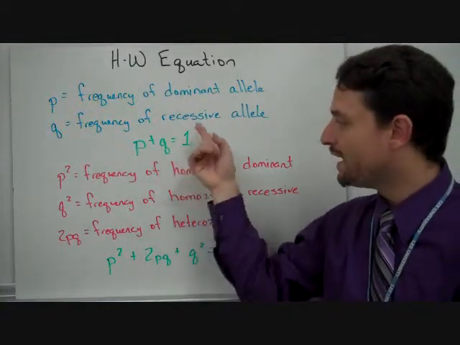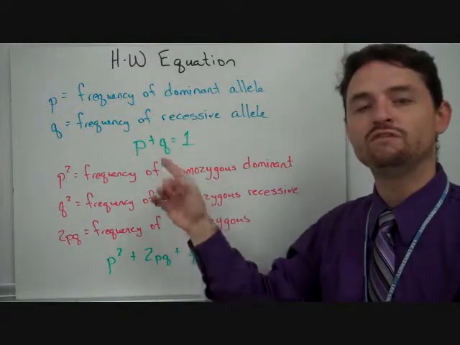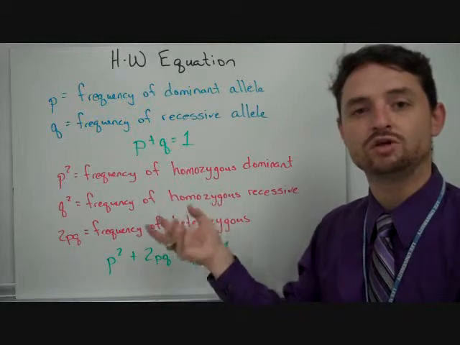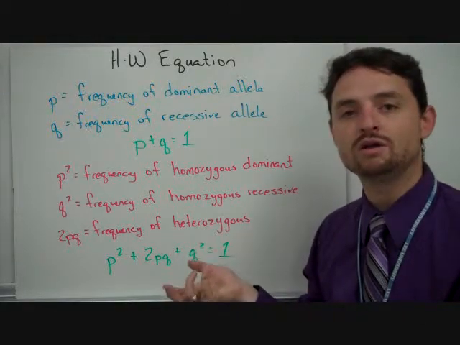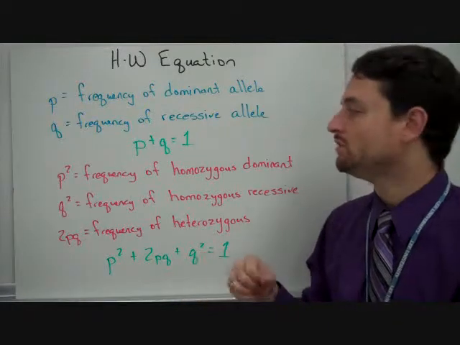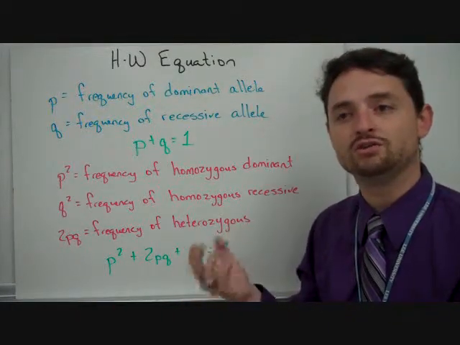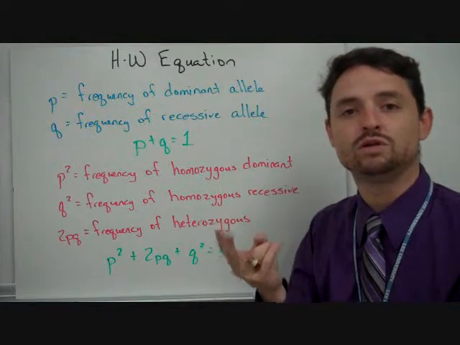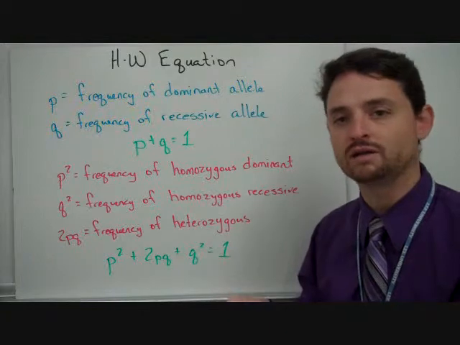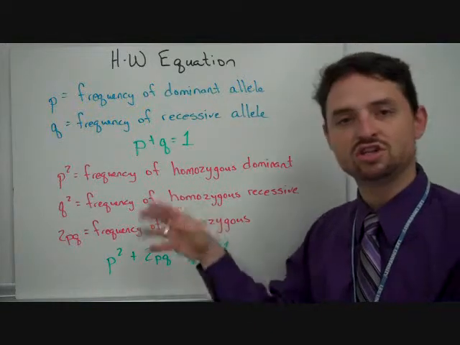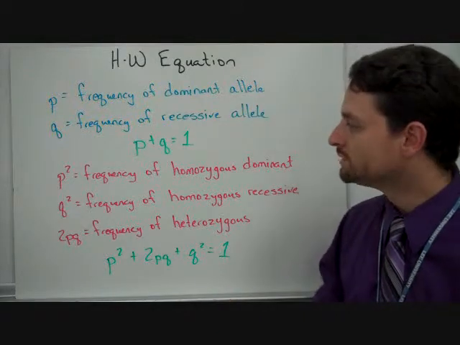P plus Q has to equal 1. So if we know either one of these, we can figure out the other one just by simply subtracting it from 1, because the frequency of the population has to be equal to 1. This is also assuming that we're only looking at a trait that has two possible alleles. In this case, big R and little r is the one we've been talking about. It changes as it gets more complex. We won't really go into that in this course.